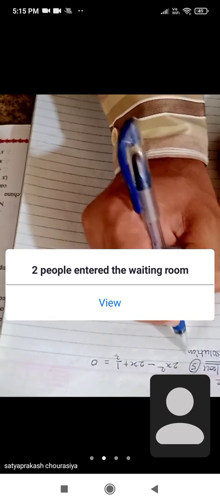Now here in the denominator there is 2. So we have to remove this 2. इस 2 को रिमूव करना है. So then we will multiply both sides of the equation by 2.